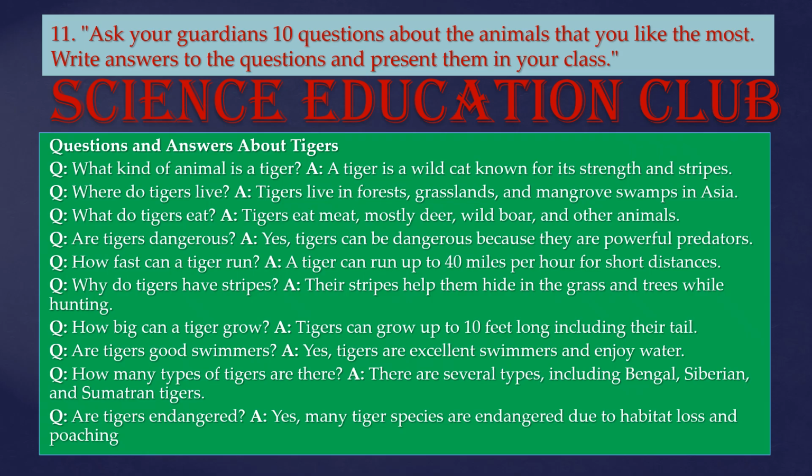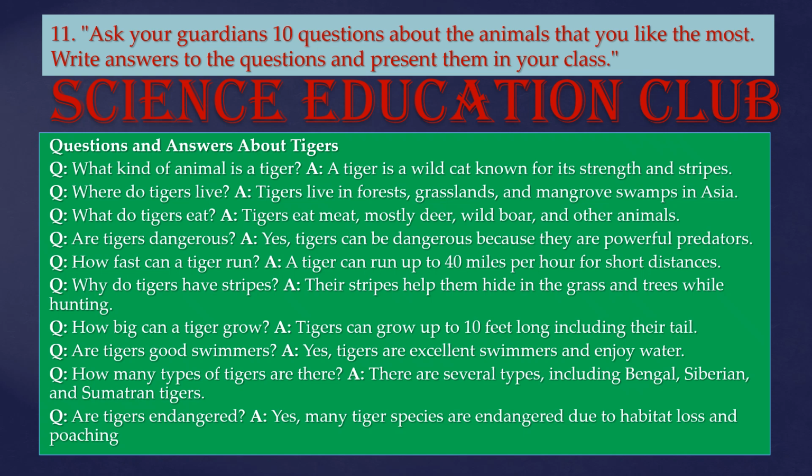Where do tigers live? Tigers live in forests, grasslands, and mangrove swamps in Asia. What do tigers eat? Tigers eat meat, mostly deer, wild boar, and other animals. Are tigers dangerous? Yes, tigers can be dangerous because they are powerful predators. How fast can a tiger run? A tiger can run up to 40 miles per hour for short distances.